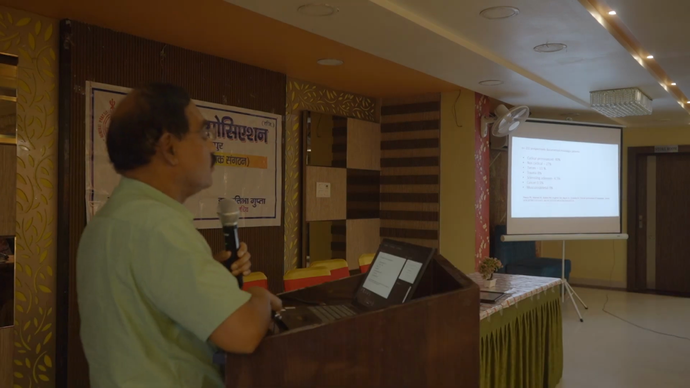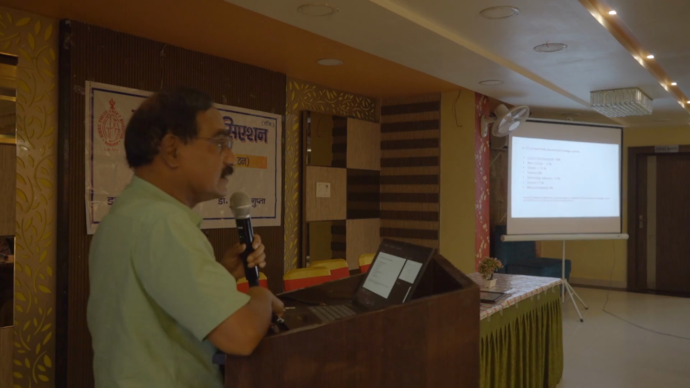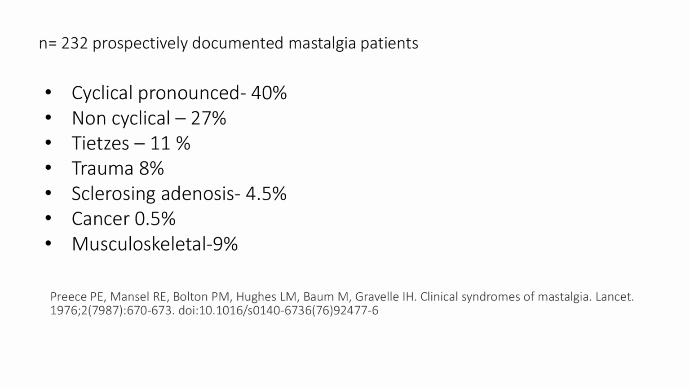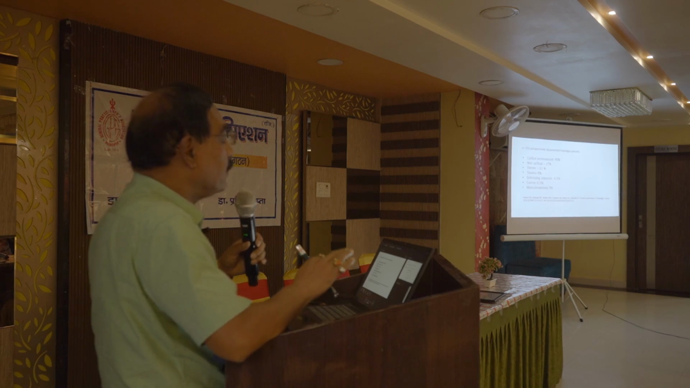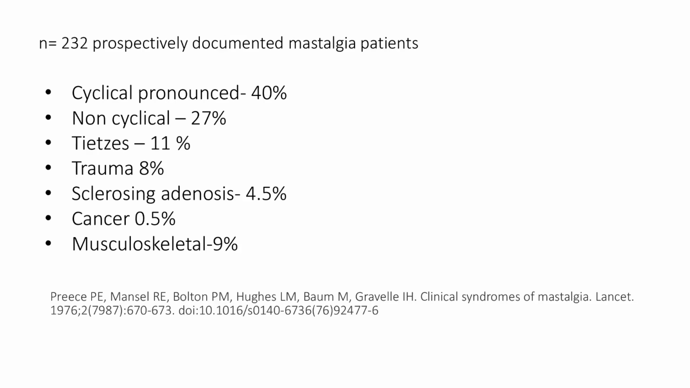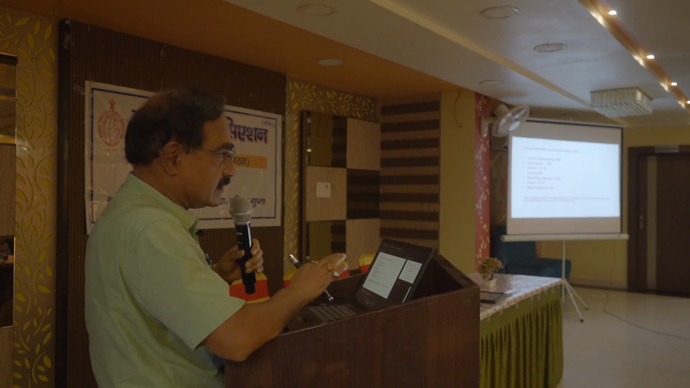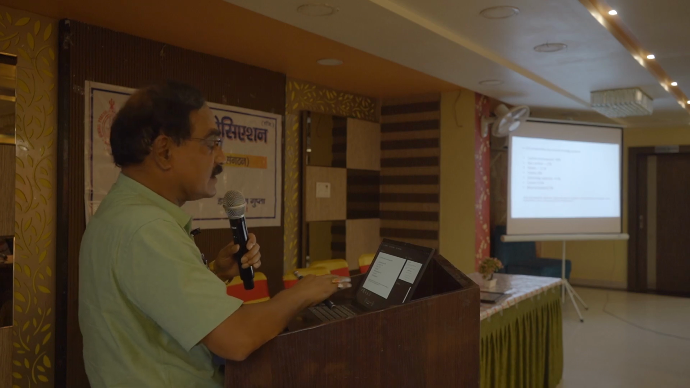One study was made of 232 prospective documented mastalgia patients. It was found that cyclic is 40%, non-cyclic is 27%. So we get more cases of cyclic mastalgia in our clinic. Tietze disease is 11%, trauma 8%, sclerosing adenosis 4.5%, and cancer only 5% in this sort of mastalgia cases. So there are very rare chances of cancer. Musculoskeletal disease is 9%.